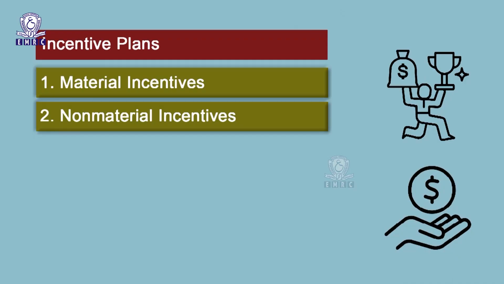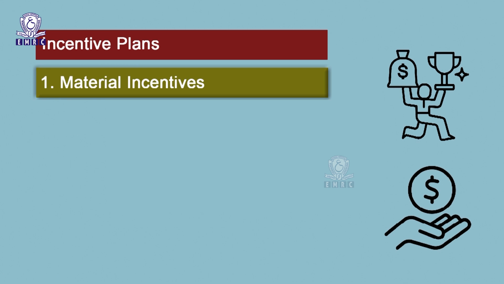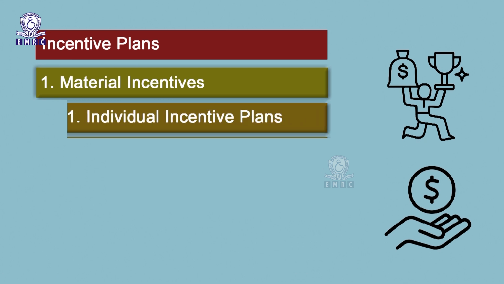Incentive administration must have a baseline standard so that performance over and above the specified standard can be rewarded. These incentive plans are linked directly or indirectly to the standards of productivity or the profitability of the organization, or to both criteria. The incentive plans come under two types, that is material incentive and non-material incentive. Now, let us look at the material incentives, and under that we will discuss individual incentive plans.